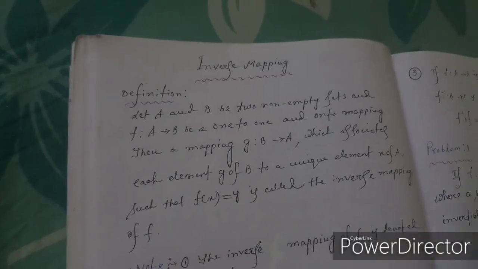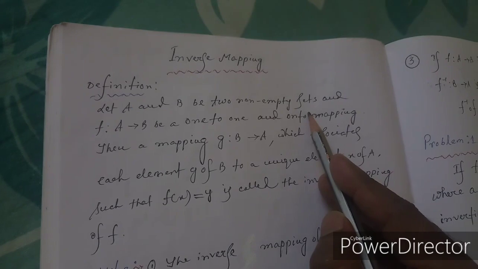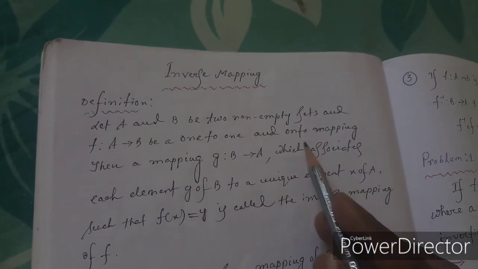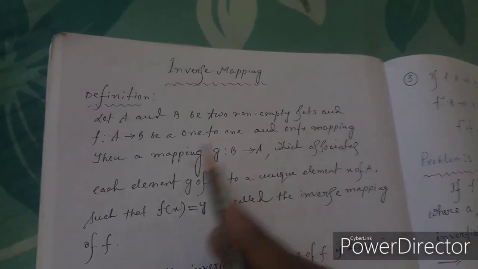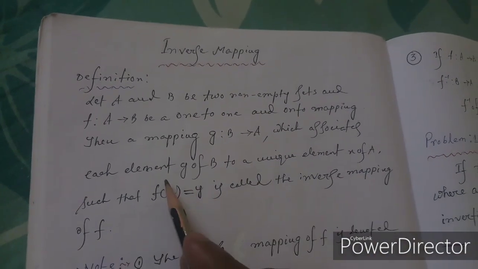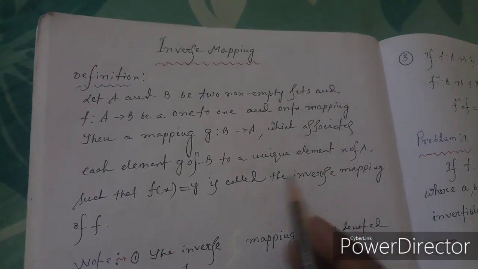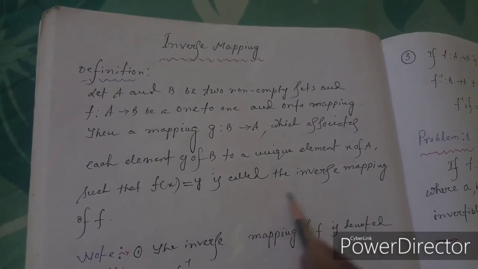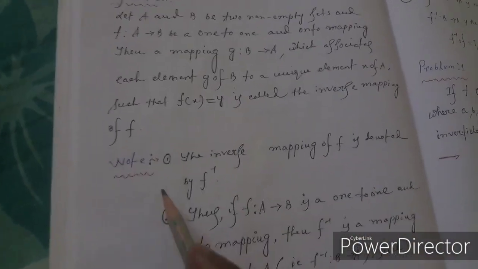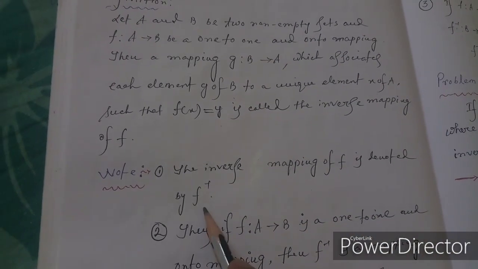Now see the definition. Let A and B be two non-empty sets and f from A to B be a 1 to 1 and onto mapping, that means bijective mapping. Then a mapping g from B to A which associates each element y of B to a unique element x of A such that f(x) equals y is called the inverse of the mapping f. Note 1: the inverse mapping of f is denoted by f inverse.